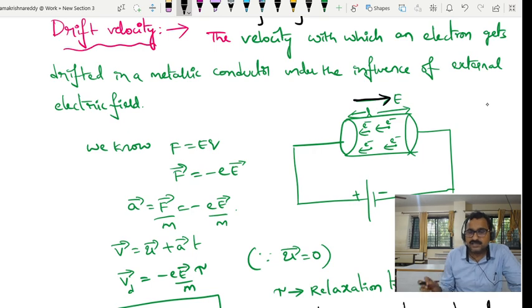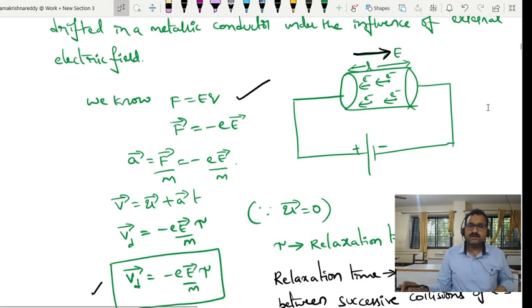Each electron experiences a force. We know F is equal to EQ, from that F bar is equal to minus E bar e, as we wrote there. A bar is equal to F bar by m, that is equal to minus E bar e divided by m. What is V bar equal to? We know v is equal to u plus at. In vector notation, V bar is equal to U bar plus A bar into t.